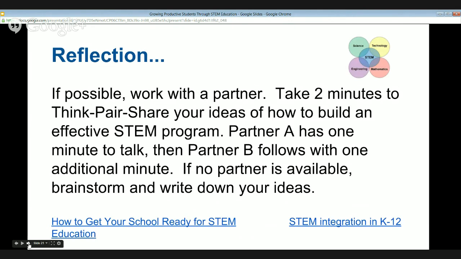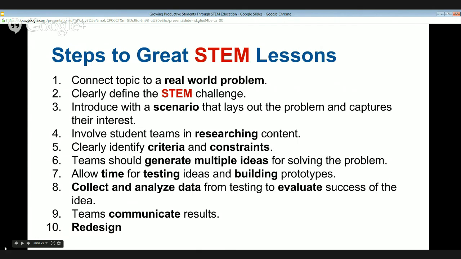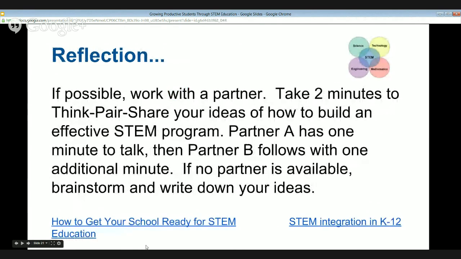Here is one of our reflections. So let's take the time to look at this for just a minute. I do want you to look at a partner if possible. Now, if you're on your own, you can take the time to do this brainstorming, put it down on paper. But I do want you to take about 2 minutes for just a second here. And let's do a think, pair, share.